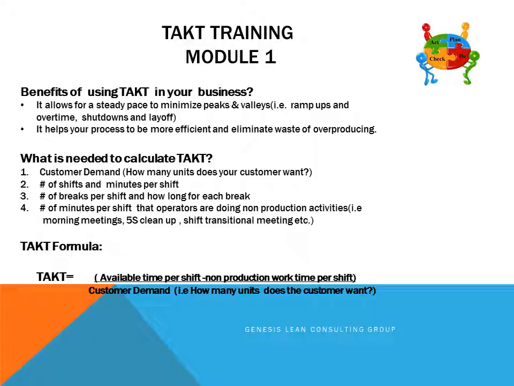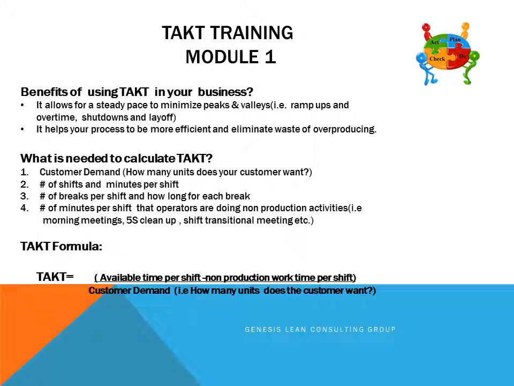The number of breaks per shift and how long for each break. And then lastly, the number of minutes per shift that your operators are doing non-production activities. This might be things such as morning meetings, 5S cleanup, or shift transactional meetings. When they're on the clock, and they're being paid, but they're doing non-production activities.